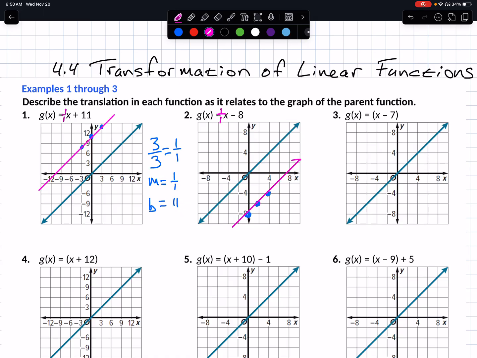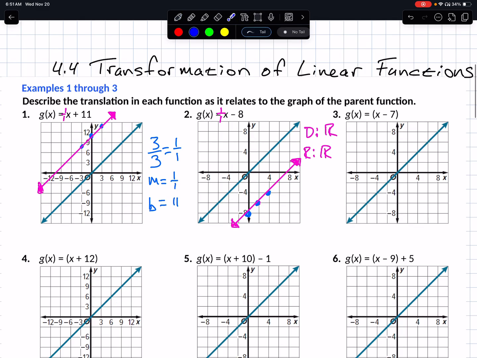And then make sure you have arrows on the end. The arrows on the end indicate, and I forgot to put arrows on the first one, that the function goes on forever, both up and down and left to right, which makes our domain all real numbers and range all real numbers.